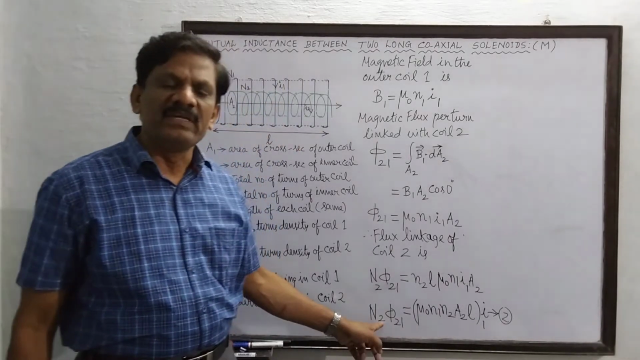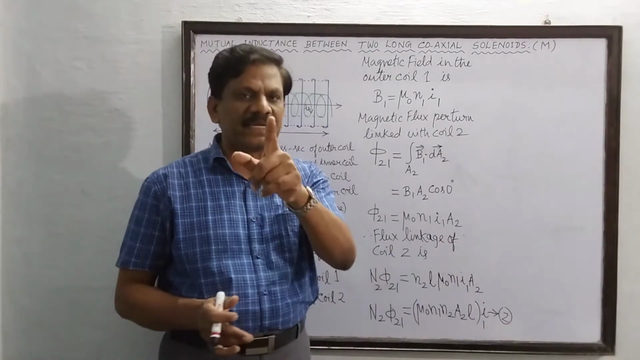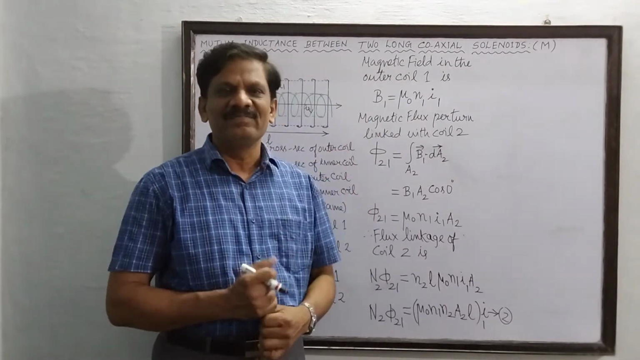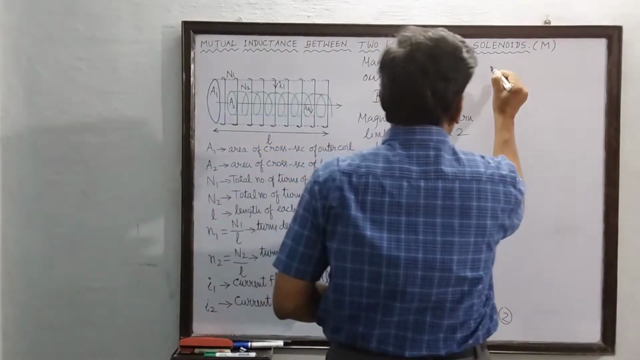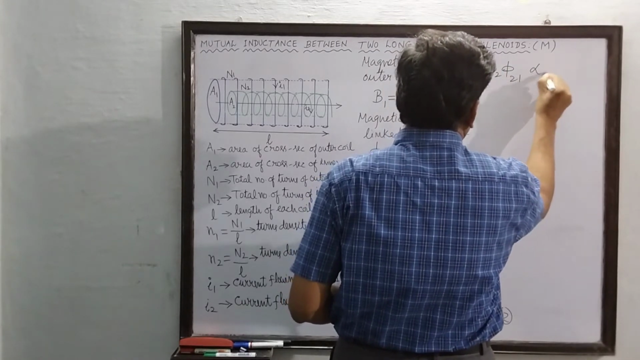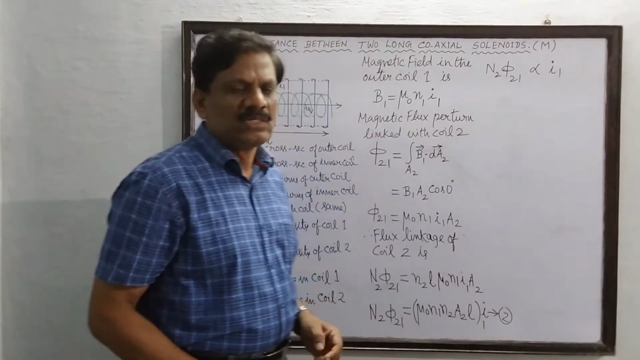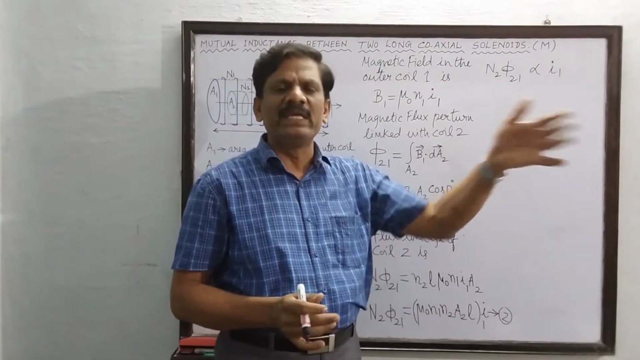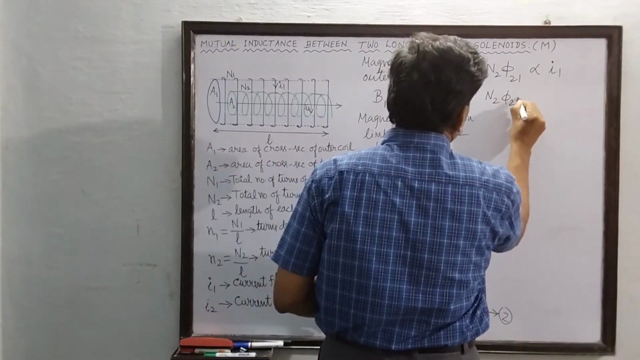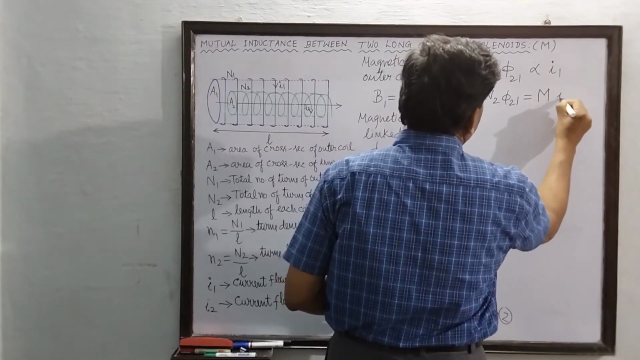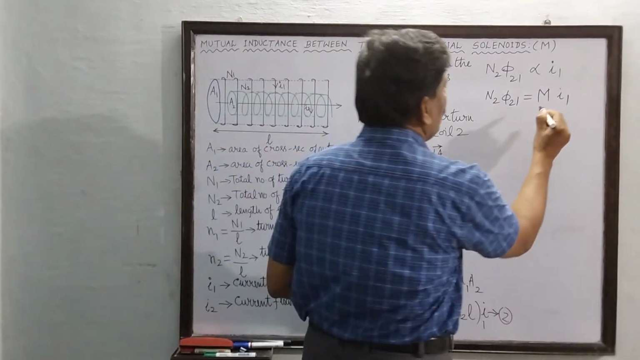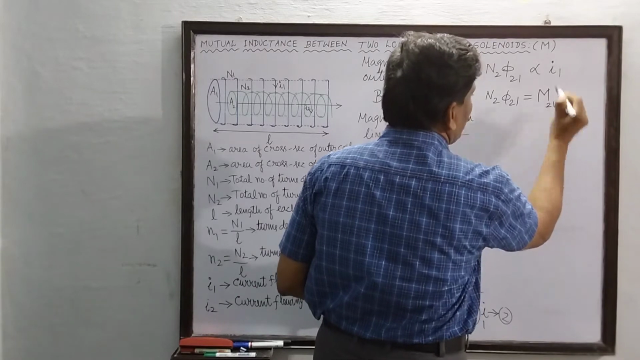So what is on the left hand side of equation 2 is the flux linkage of the second coil. This depends on the current flowing in the first coil. Is it not? So I will also write this N2 phi 2 1 is proportional to the current flowing in the first coil. So the flux linked with the second coil depends on the current flowing in the first coil. Or this is equal to a constant. So this is N2 phi 2 1 is equal to a constant M times I1, where M is called the mutual inductance of the second coil with respect to the first coil.